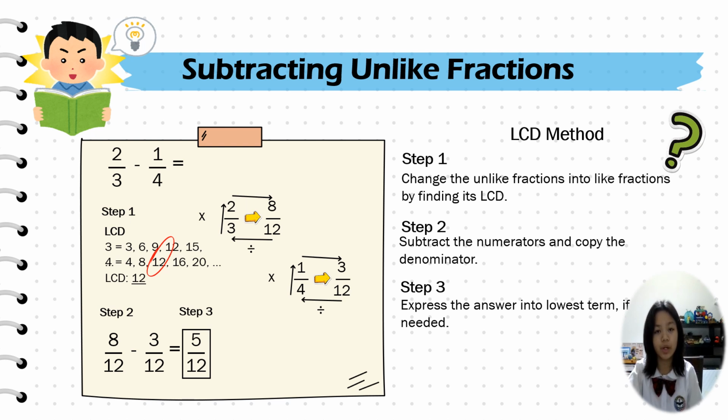Let's change 2/3. 12 divided by 3 is 4, times 2 is 8. Our fraction would be 8/12. Then we convert 1/4. 12 divided by 4 is 3, times 1 is 3. So we have 3/12. Our equation will be 8/12 minus 3/12. 8 minus 3 is 5. Then we copy the common denominator 12. So our answer is 5/12.